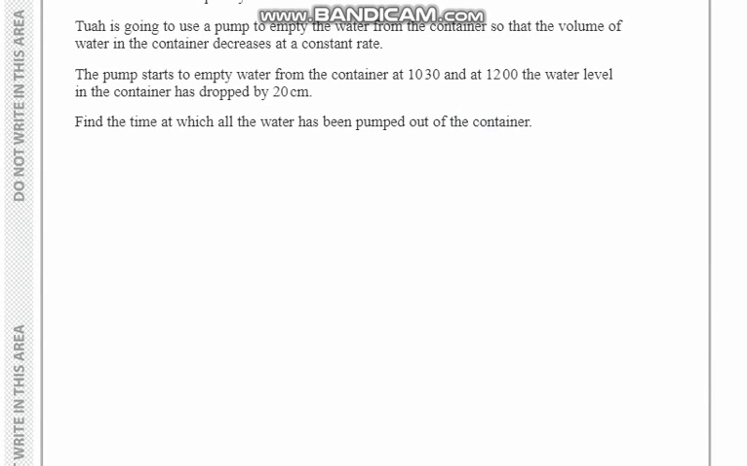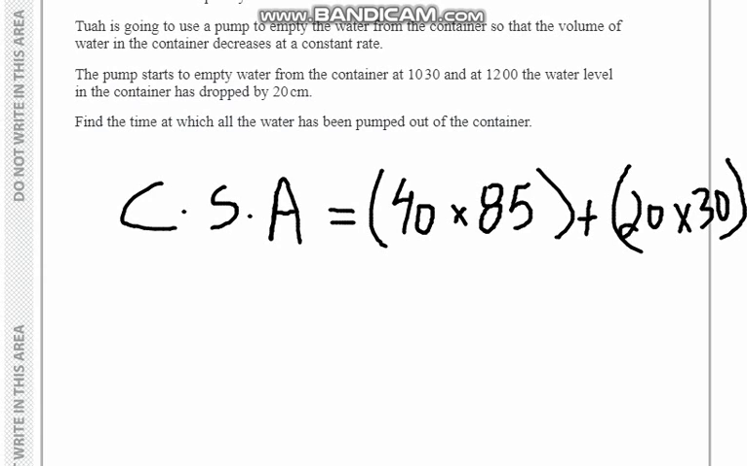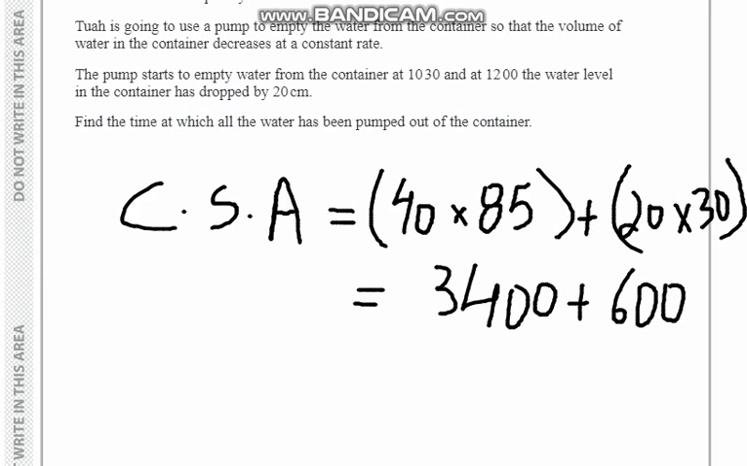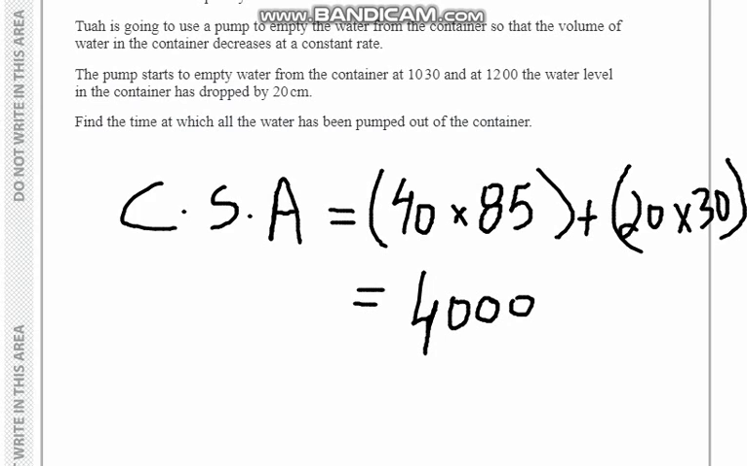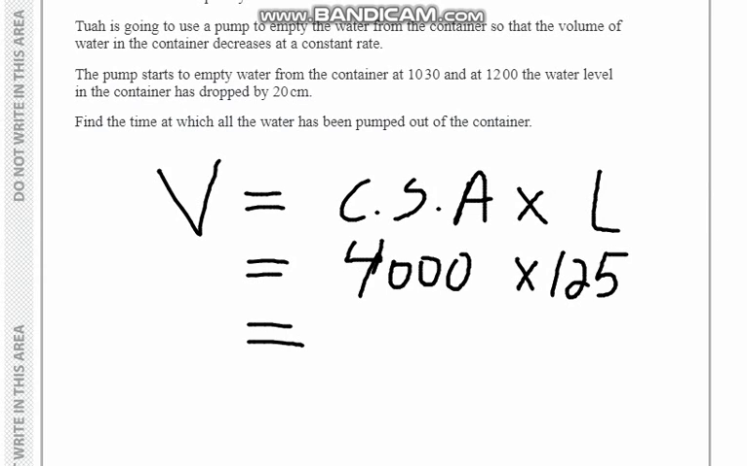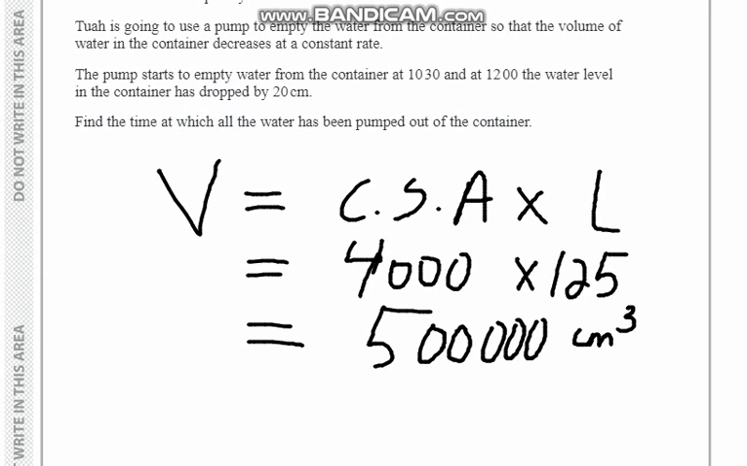So we will get the cross-sectional area. As I said, I'll just write down the values now. There you go: 40 into 85 plus 20 into 30, and the products are 3400 plus 600. Adding these together will get me 4000. Now to get our ultimate value of volume, as we have the cross-sectional area and the length, we can find the volume now. There you go, 4000 into 125 will give me the whole volume of the prism, and that will be 500,000 centimeter cube. That's the total volume of both of the prisms.